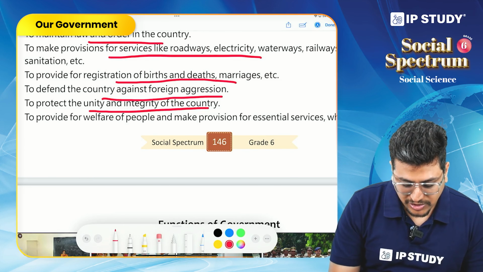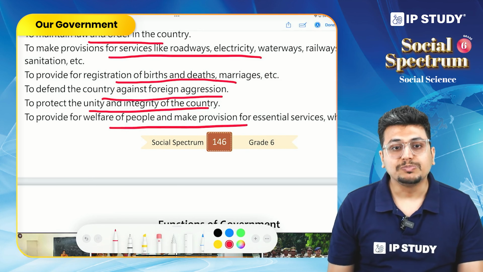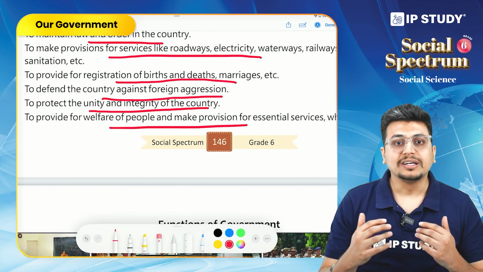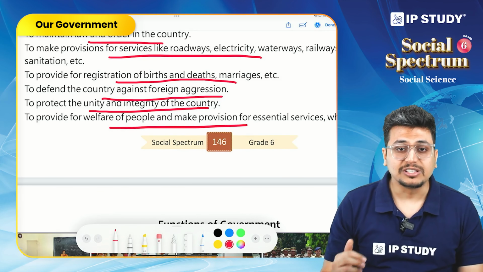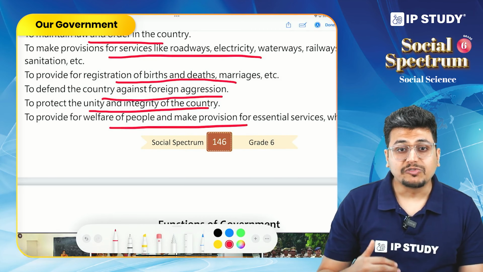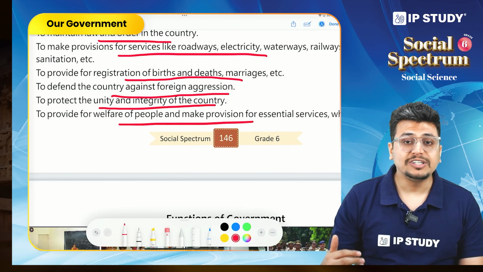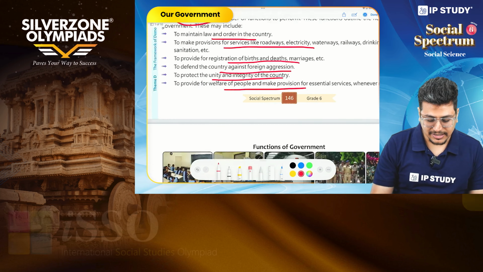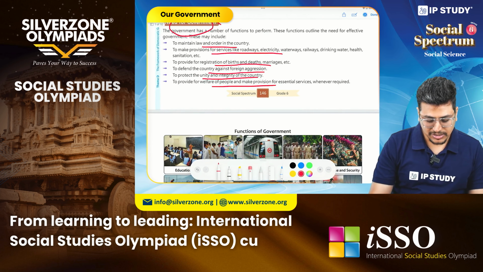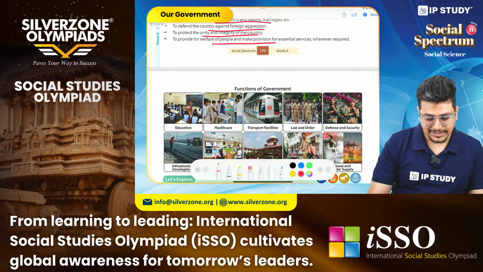And then of course the government works for the welfare of the people. It is making sure that there are development projects, there is development of infrastructure, roads, railways, all those things. So that is another importance of the governance, right?